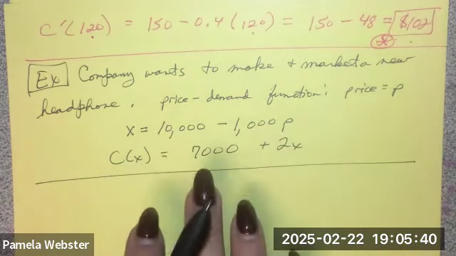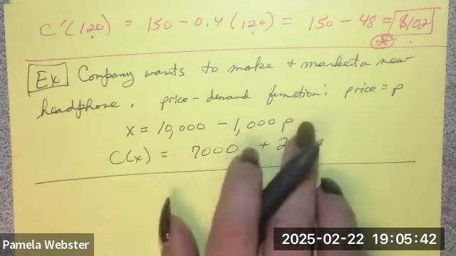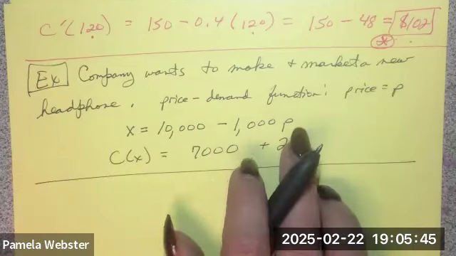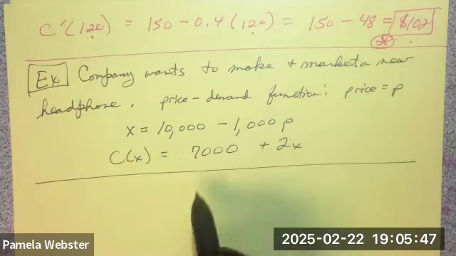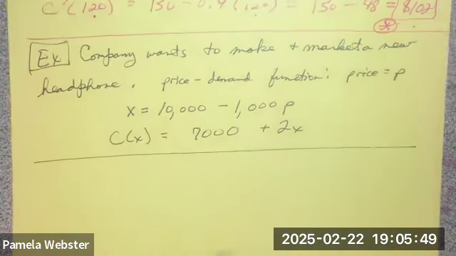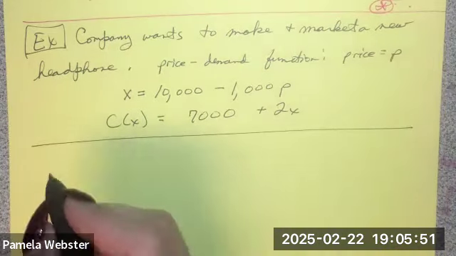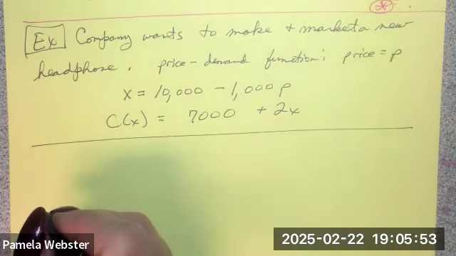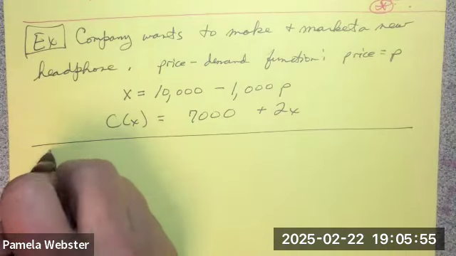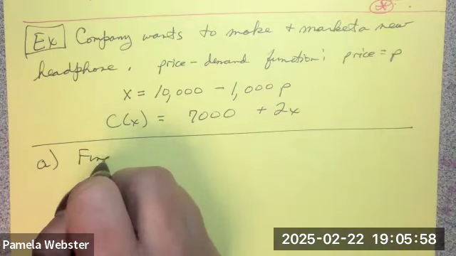Okay, so these two things we know. This is the price for selling this many items. We got to price it here. That's where the market equilibrium is. And here's the cost that it's going to take me to make X number of items. Okay. In this case, it would be the headphones. So part A says find a revenue function.